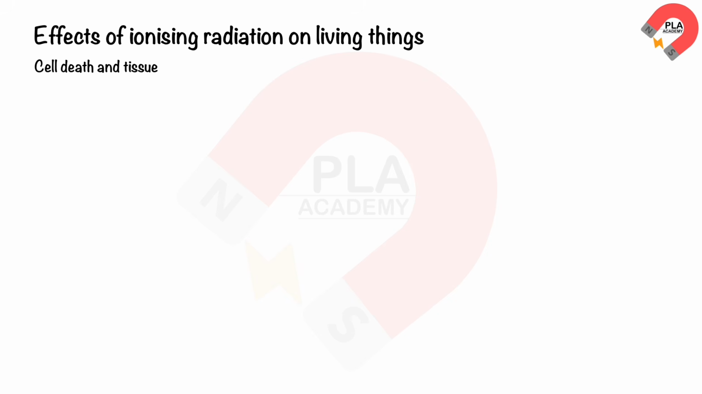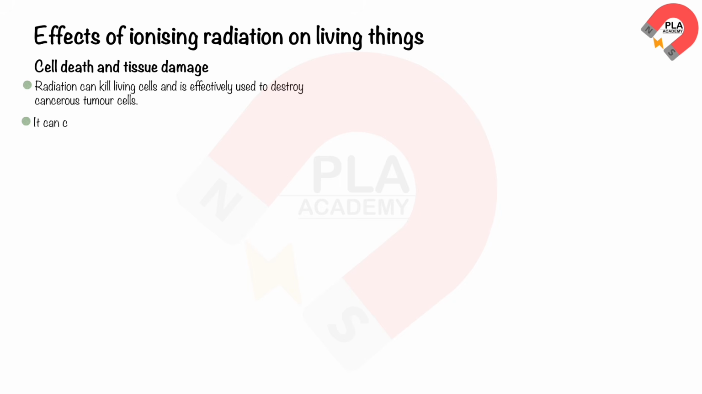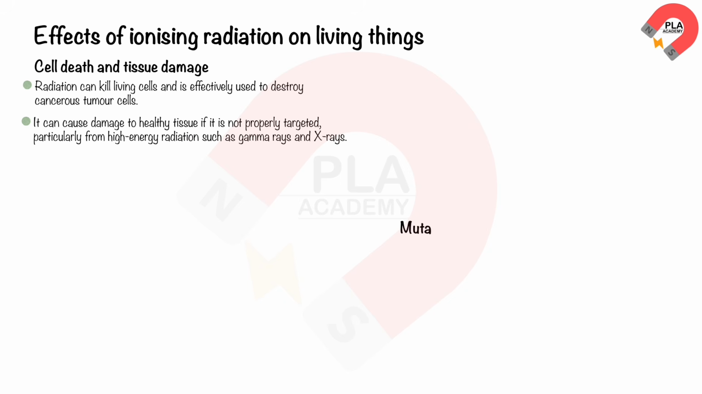Cell death and tissue damage. Radiation can kill living cells and is effectively used to destroy cancerous tumor cells. However, it can cause damage to healthy tissue if it is not properly targeted, particularly from high-energy radiation, such as gamma rays and X-rays.